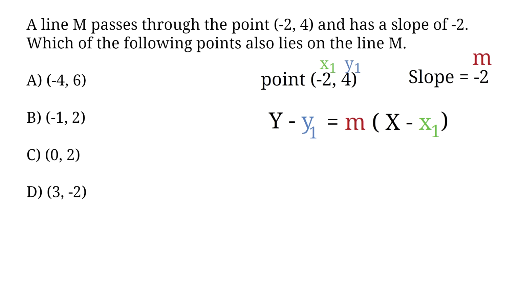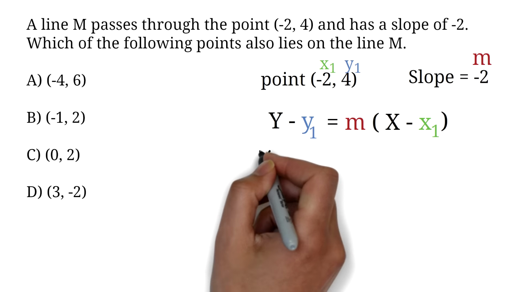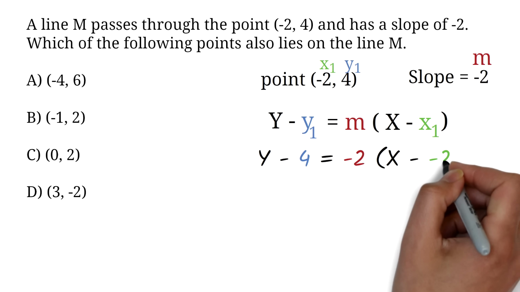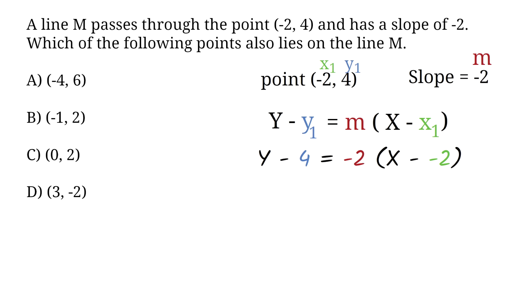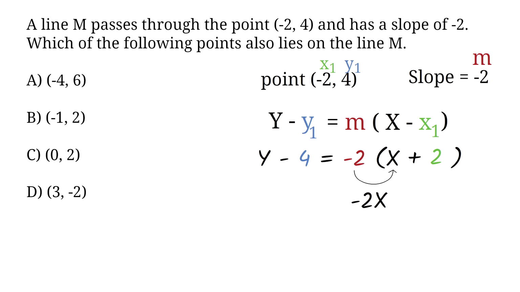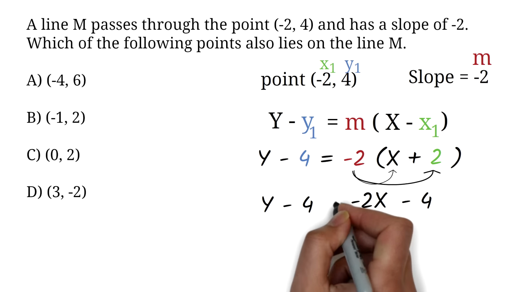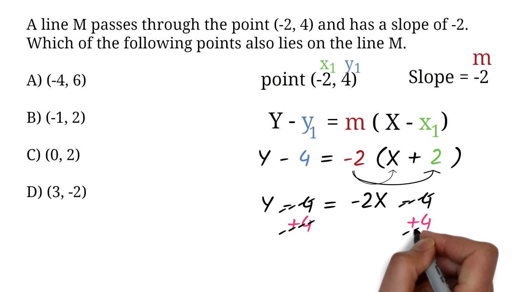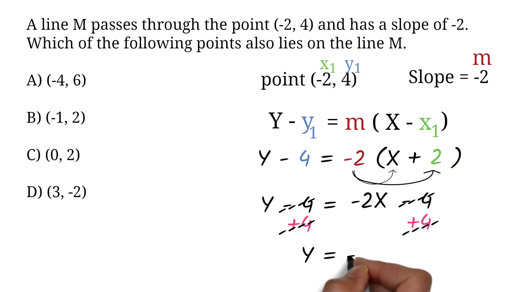We put these values into the equation. We have y minus 4 equals -2 in parentheses, x minus -2. Minus -2 can simply be written as plus 2. We expand. -2 times x is -2x. -2 times 2 is -4. So we have y minus 4 equals -2x minus 4. We want the y to be on one side of the equation. We will add 4 to both sides. The 4 will cancel out. So we have y equals -2x.